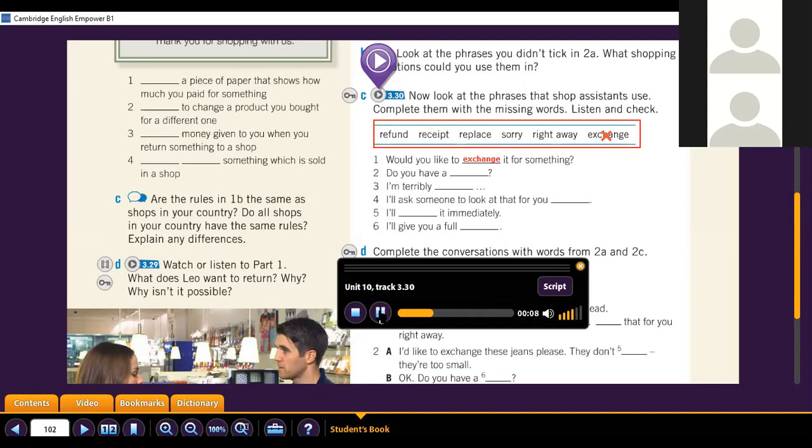2. Do you have a receipt? Receipt? Very good. ¿Tiene una factura? ¿Tiene algún recibo? ¿No es cierto? Do you have a receipt? Very good. Let's see what is it in number 3.